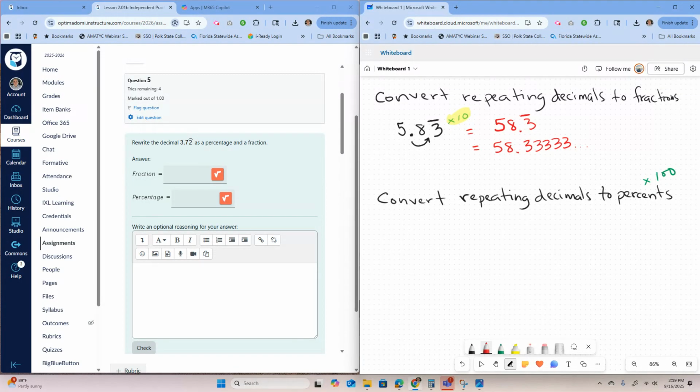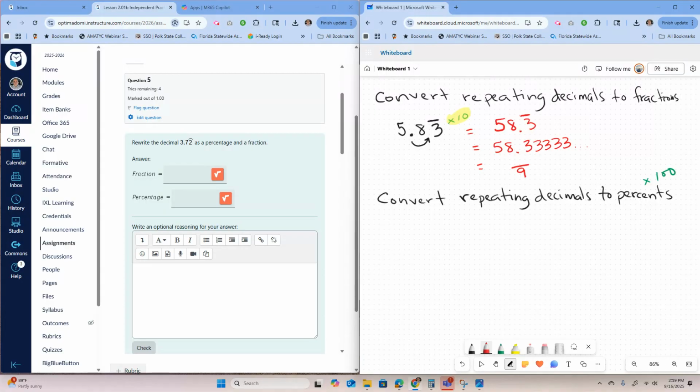Okay? Now, remember what I said. To make a repeating decimal into a fraction, you're going to count how many digits are under the bar. And I only have one digit, the 3. So I'm going to put a 9. See, I'm going to put 9. All right? Because when you're working with repeating decimals, your denominators are going to be 9s.